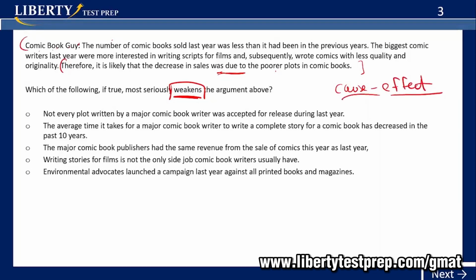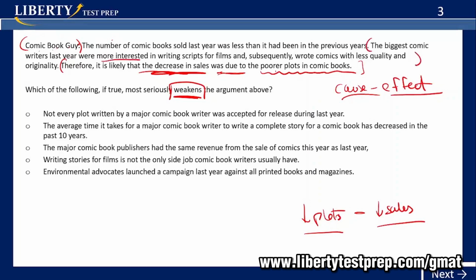So this comic book guy is saying that the decrease in sales, so that's the effect, right, was caused by poorer plots in comic books. The plots have lower quality, basically. And why? Because he gives a premise. Last year, most writers were more interested in writing scripts for films and didn't put too much effort into writing comic books. Okay, that's his argument. So we want to weaken that.